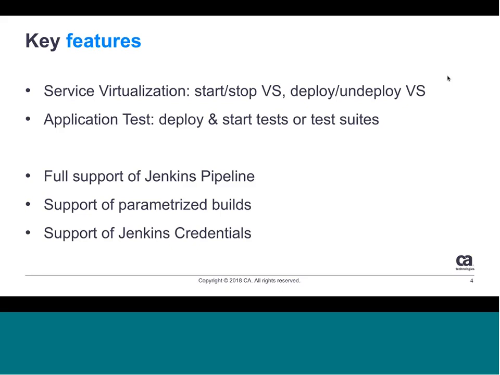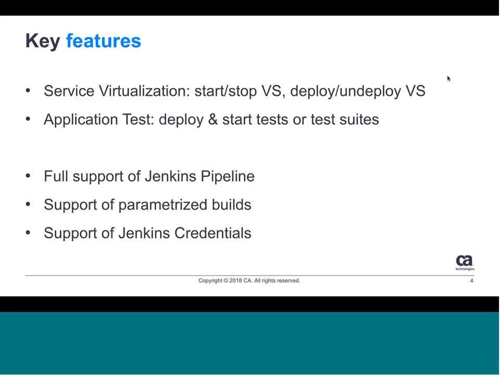So obviously, you can start and stop virtual services, that's clear functionality. And I would add the ability to deploy and undeploy, or remove, virtual services from the virtual service environment. So these four capabilities are related to the virtual service use case, and they cover the essential use case in this space. From the application test perspective, you can deploy and start tests and test suites, including having simple test and test suite reports within the Jenkins environment as well. So these are the 5 key functionalities from the DevTest domain.